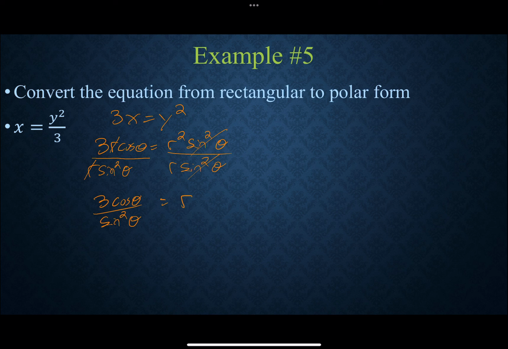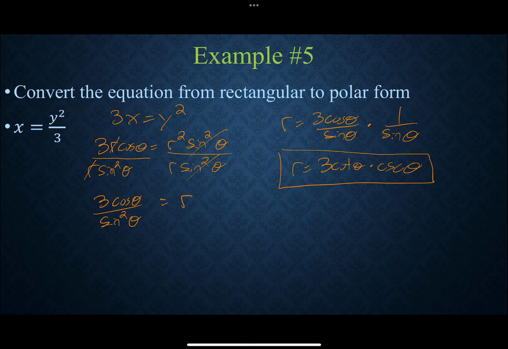Now, we can't leave it like that. We want to try and simplify this a little bit more, and this is where the Unit 7 trig identities come into play. We can rewrite this as 3 cosine theta over sine theta times 1 over sine theta, because that becomes 3 cotangent theta times cosecant theta. And now it's in a simpler format. But again, r is isolated, and that's the whole goal for each of these questions.